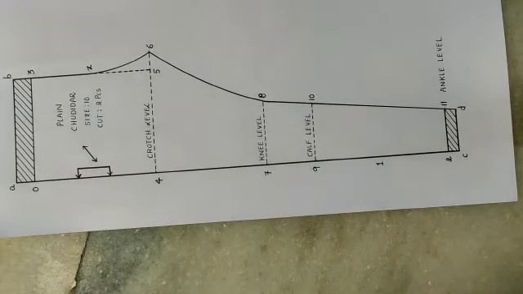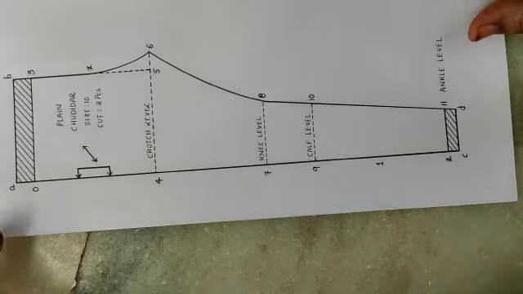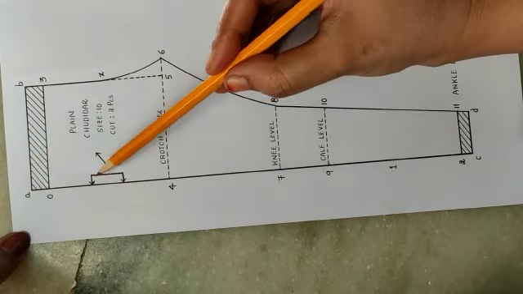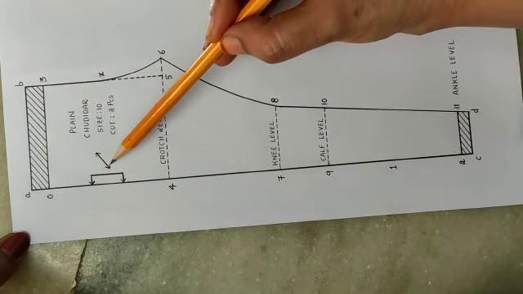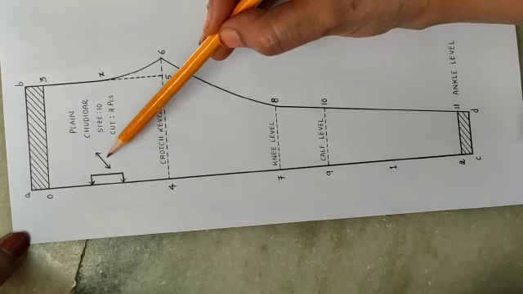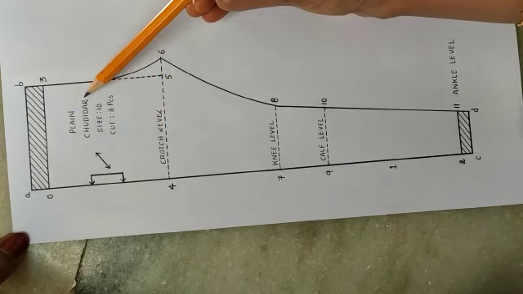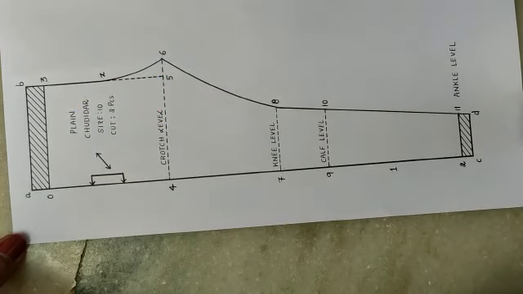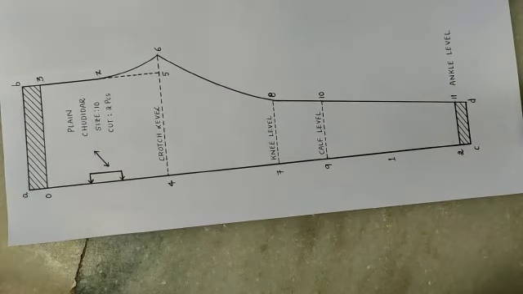Once you are done with your drafting of your plain chudidar, write down the pattern information. Here 0 to 1 line represents your on fold line, and plain chudidar is in bias grain line. Name of the pattern plain chudidar, size 10, and cut 2 pieces. This is the drafting for your plain chudidar.